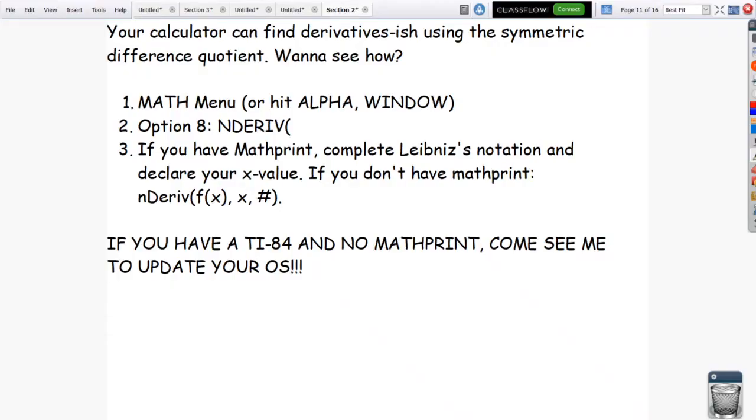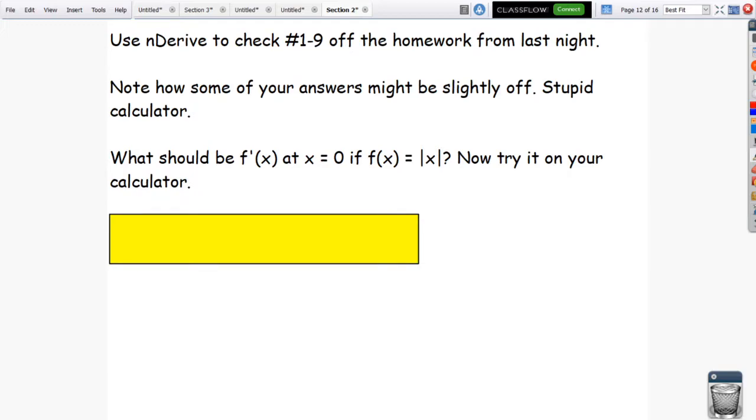So here, I think what I have next is to just use your calculator to verify numbers 1 through 9 from the assignment from yesterday. So just emphasizing that sometimes you're slightly off, your calculator's dumb. So another error that you might have is finding f prime of x at x equals 0 if f of x equals absolute value of x. So really what we're trying to do is differentiate absolute value of x at x equals 0.